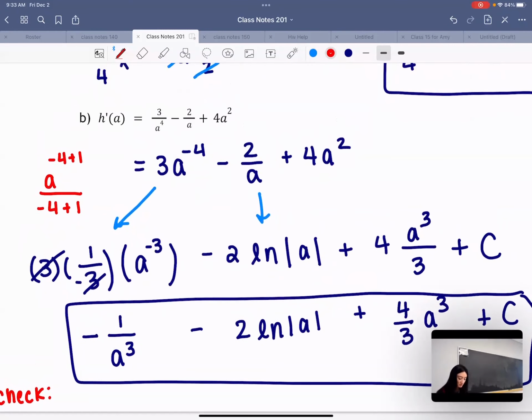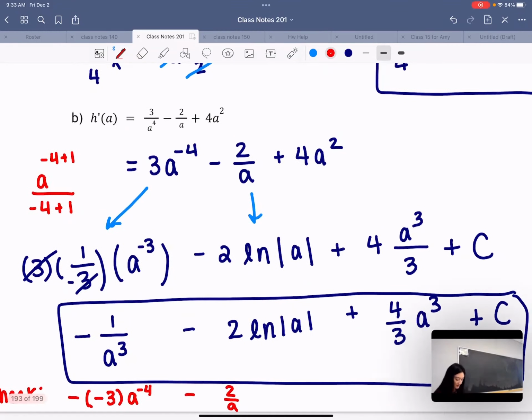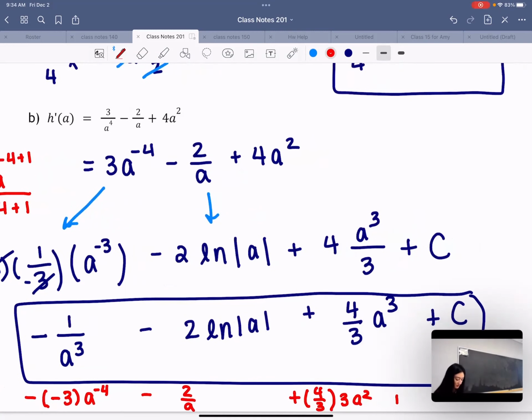So what's the derivative of negative 1 over a cubed? Now we're thinking in the forward direction. It's a little bit hard. Well, 1 over a cubed is a to the negative 3. So this would be negative 3 a to the negative 4th power, right? The derivative of 2 natural log of a would be 2 over a. The derivative of 4/3 a cubed would be 4/3 times 3a squared. And the derivative of C is 0.